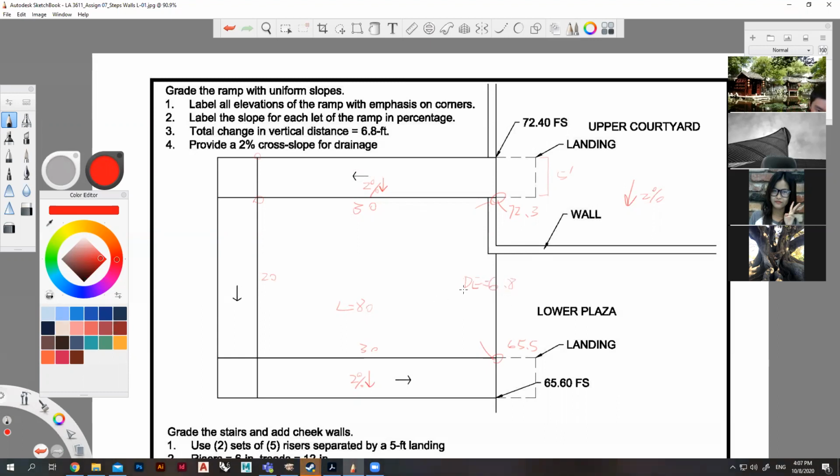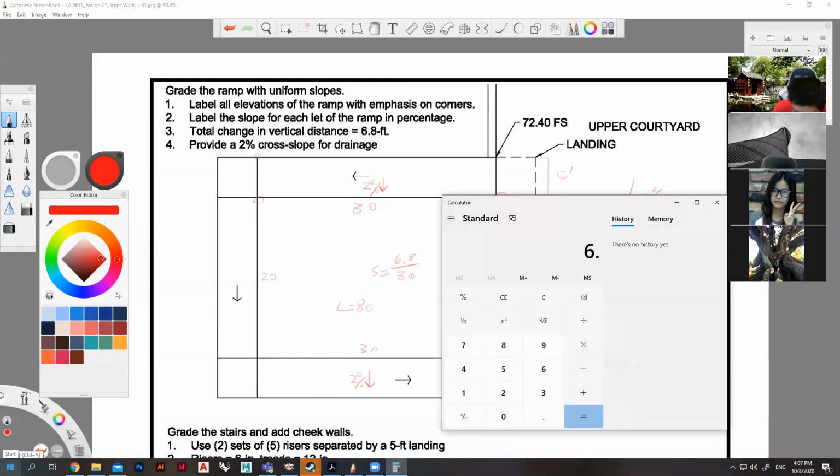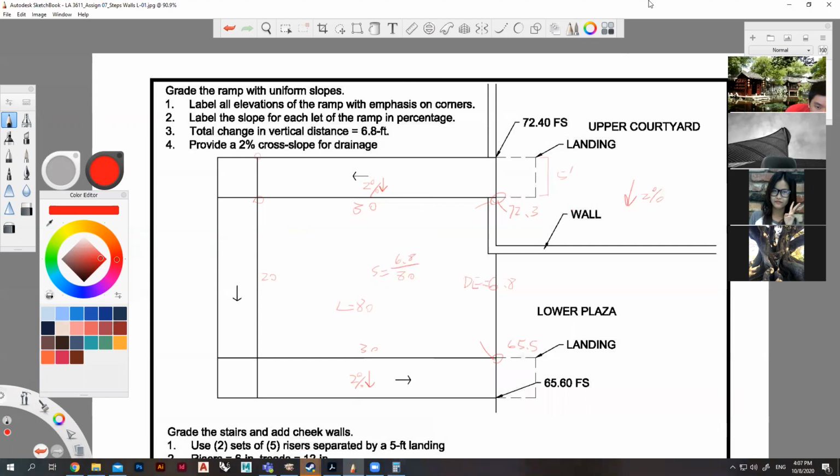Okay. So you plug that into your slope formula, right? And you will get your 6.8 over 80. And you get point, wait, is it 6.8? No, never mind. Because this is going down. So this is not 65.5. This is 65.7.